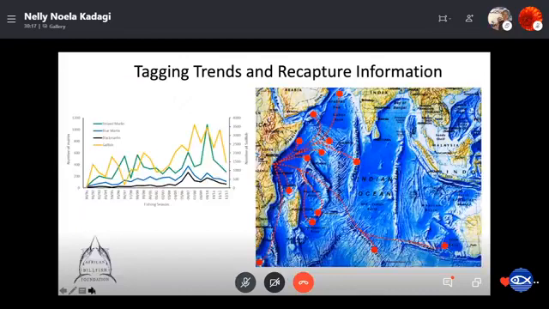And so when I talk about tagging, it brings me to the tagging trends. So since the 90s, on my left, this is data showing the different species, the fluctuations in the number of fish tagged. But basically what I want to tell you is that for the last 25 years of this work, over 50,000 billfish have been tagged across East Africa, and this has helped us to continue unraveling information about these species.